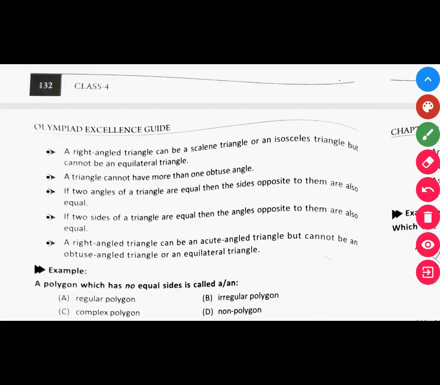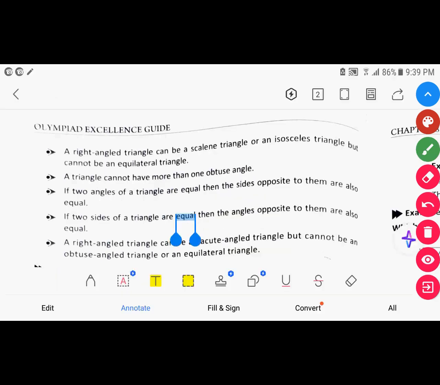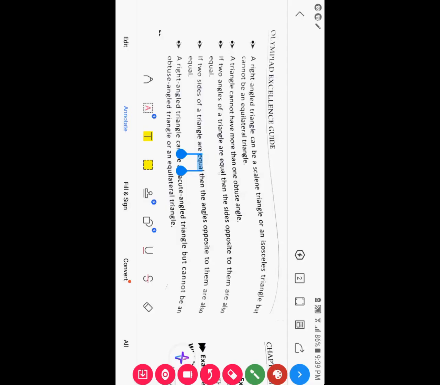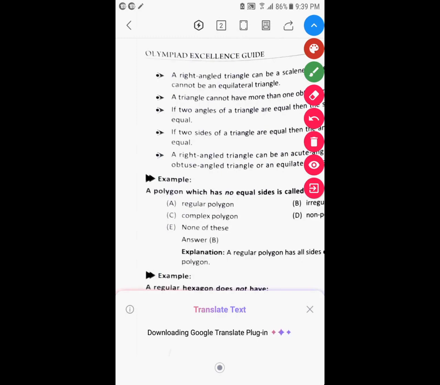A triangle cannot have more than one obtuse angle. Already I told you, a triangle cannot have more than 180 degrees of angle. Same way, a triangle cannot have more than one obtuse angle, because already one angle is greater than 90. So the other two angles are obviously lesser than 90 because their addition is 180 degrees. If two angles of the triangle are equal, then the opposite sides are also equal. In an isosceles triangle, we already learned about it.